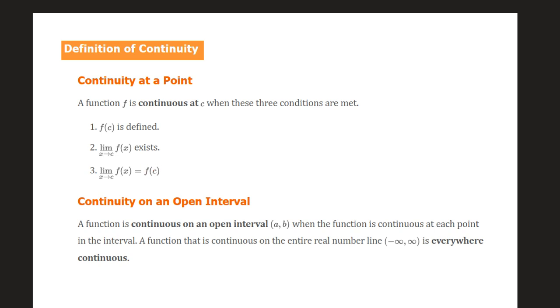Continuity on an open interval: a function is continuous on an open interval when the function is continuous at every point, or each point, in the interval. A function that's continuous on the entire real number line is everywhere continuous.